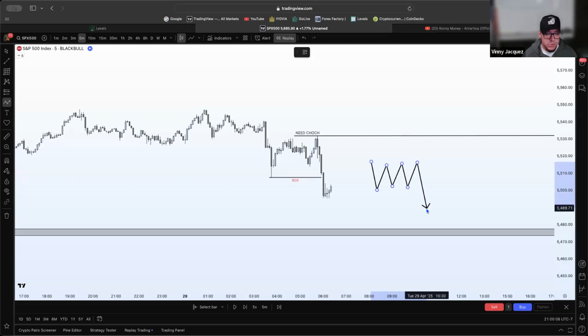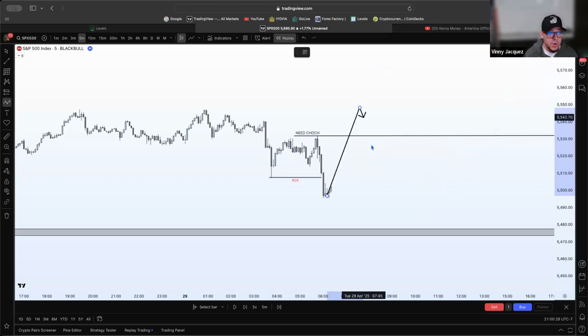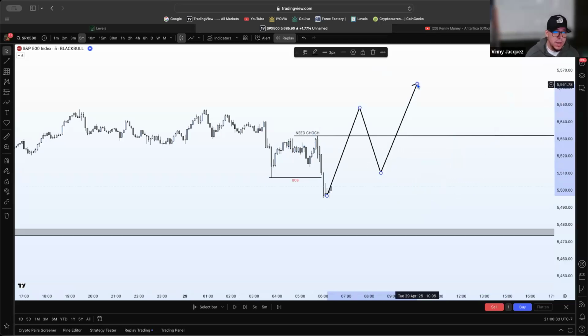BOS/liquidity sweep is phase 2. Phase 3 is change of character. Once we see this, guys, it's game over, bro. We're looking for opportunities to send the market up. So right now we have phase 1, consolidation. Phase 2, we broke structure to the downside. Phase 3, we wait for this change of character. Once we get phase 3, we're able to look for the new entry to send the market higher.